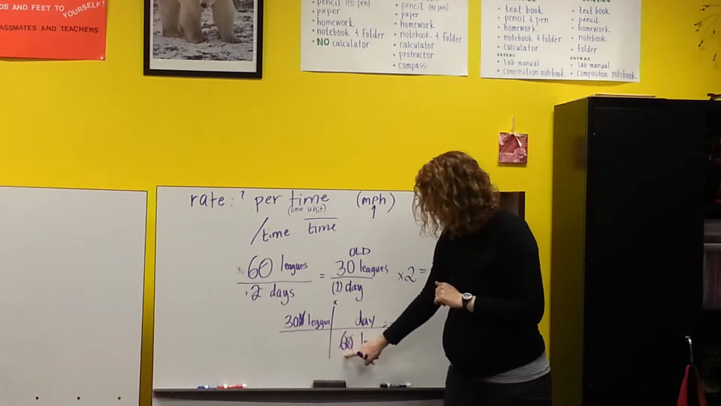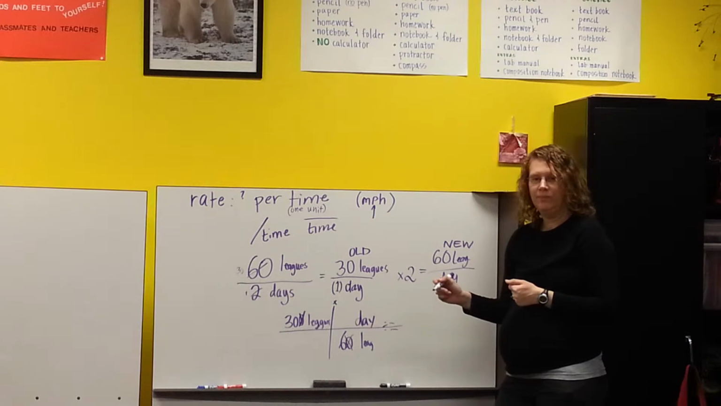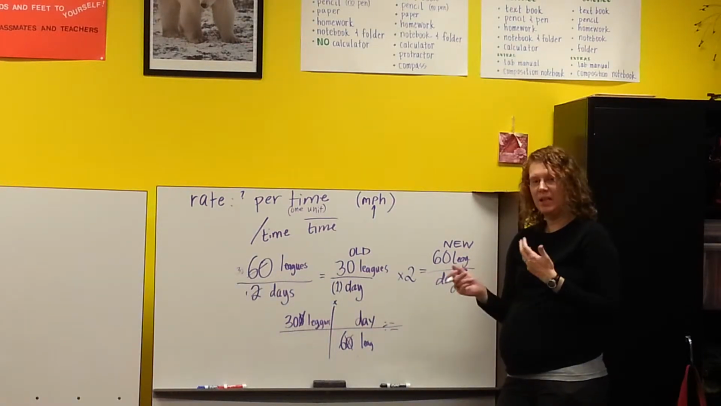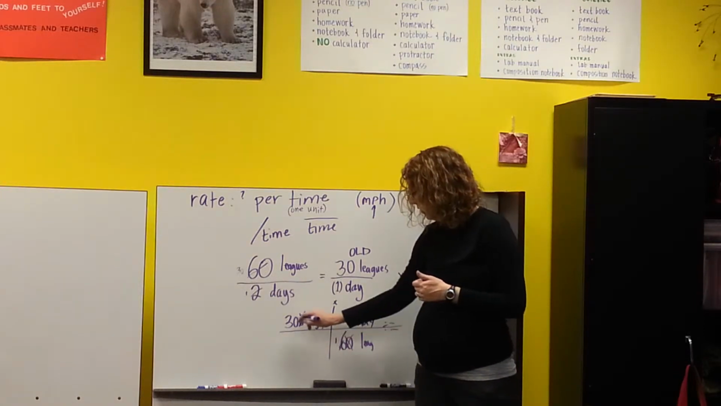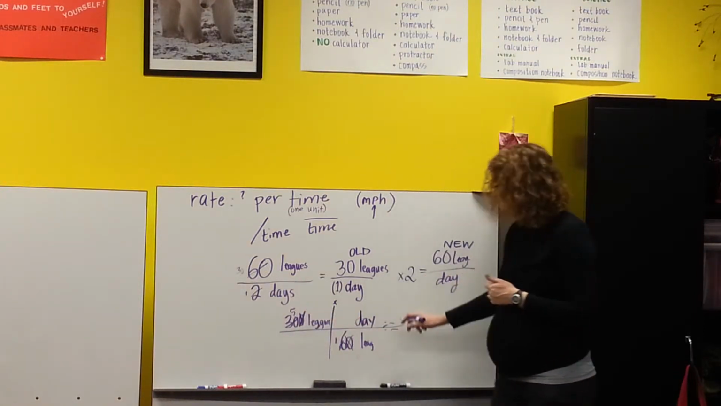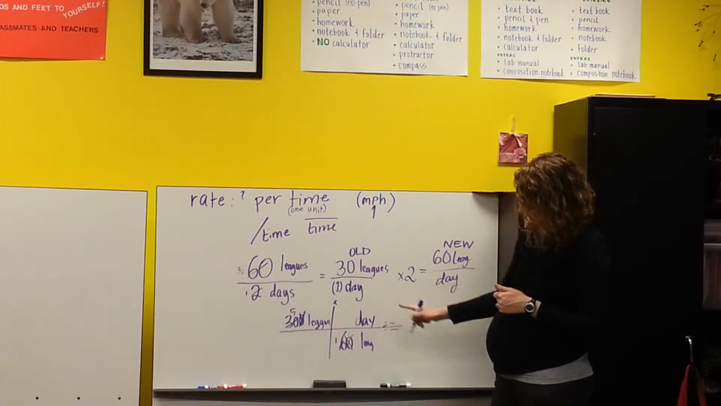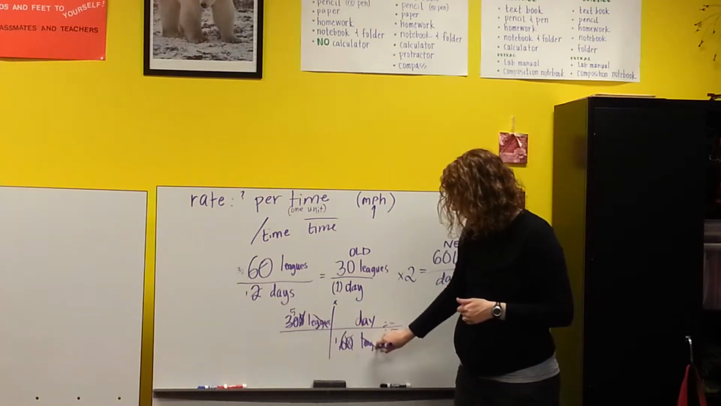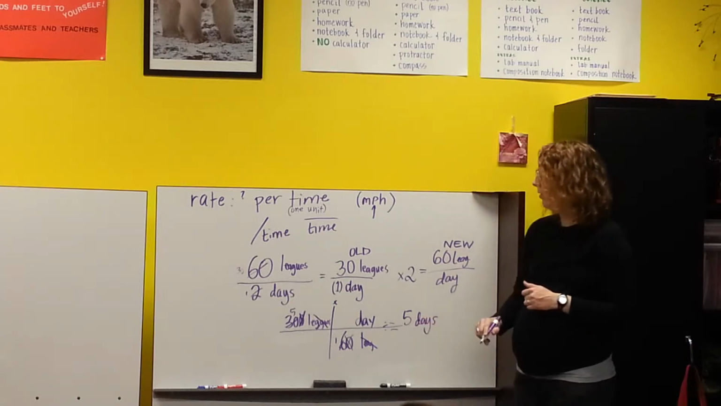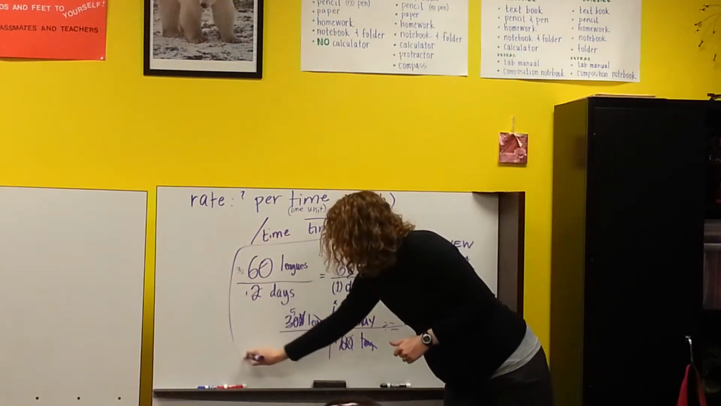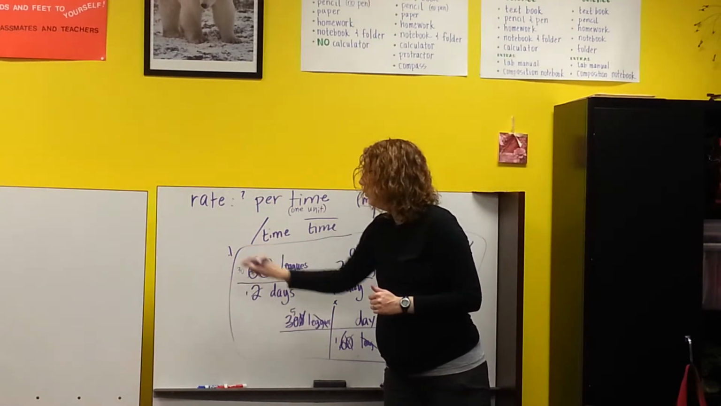Now you have 30 divided by 6. Is that an easy number? Yeah. 6 becomes 1. 30 becomes 5. So my answer is 5. Careful. Leagues cancels. 5 days. Good. So this is all of our work for example 1.